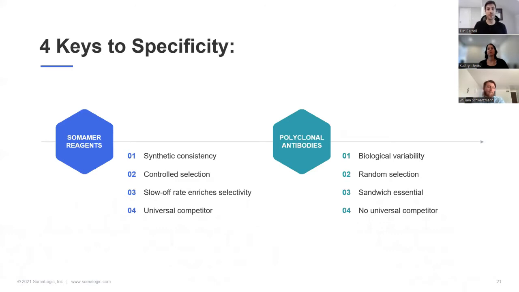Number 1, because of the synthetic consistency, the SOMAmers are known sequences produced using traditional DNA synthesis, and because they're synthesized, we have excellent consistency. And number 2, the controlled selection. SOMAmer reagents are carefully selected for optimal binding specificity from an immense library under controlled conditions. So buffer, temperature, everything is controlled, and all the SOMAmers work under the same conditions. So these are some of the keys that really can help give you that confidence in using the platform, and has really allowed our platform to continue to scale while keeping that high specificity.